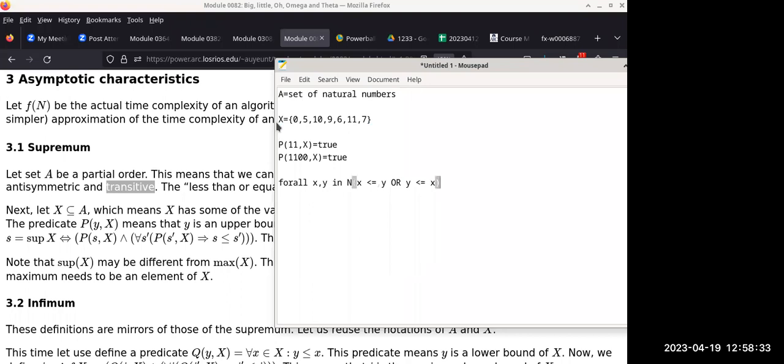And the answer is yes. If we're dealing with the natural number set and the less than or equal to relation, then you pick any natural number, give me two natural numbers, they can even be the same. I can say it's one or the other. It's not an exclusive or, because X and Y can be the same, in which case both are true.